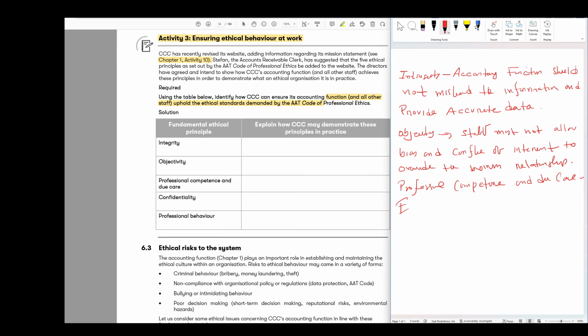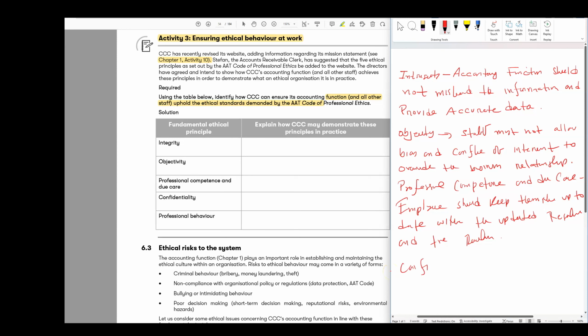So employees should keep themselves up to date with the updated regulation and tax rules. We can write a lot for that as well, but if you write just a few words, it should be fine.